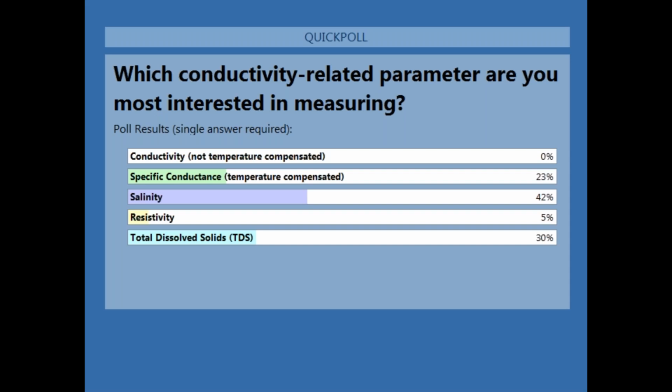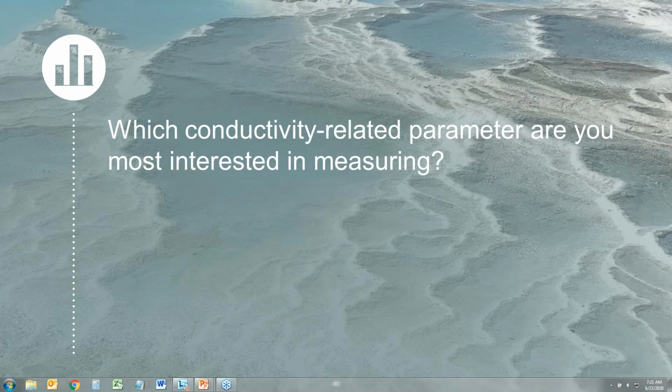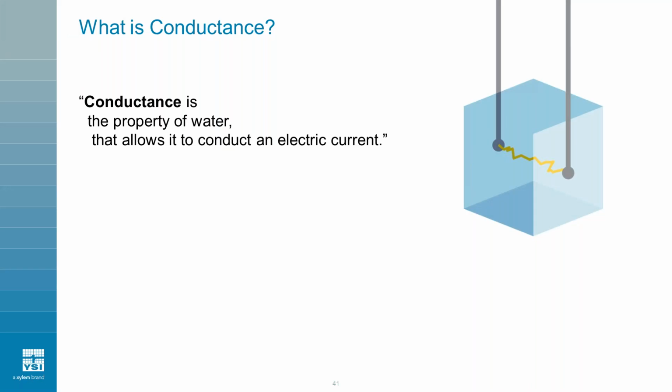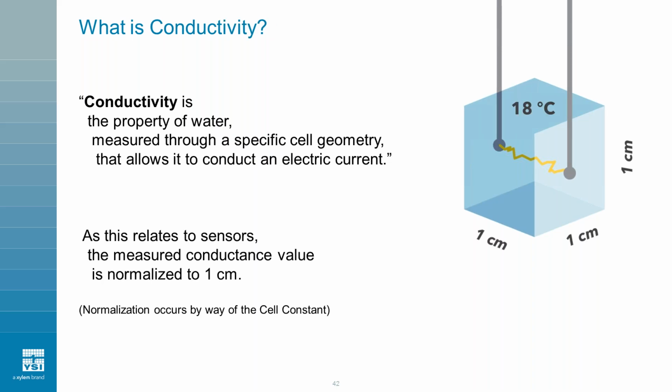So to move forward, let's just do a quick review. Conductance, as discussed in the last section, is the property of water that allows it to conduct an electric current. Conductivity is the property of water measured through a specific cell geometry that allows it to conduct an electric current. So as this relates to sensors, the measured conductance value is normalized to 1 centimeter, and normalization occurs by using the cell constant. And I'll talk about this more in the next section.